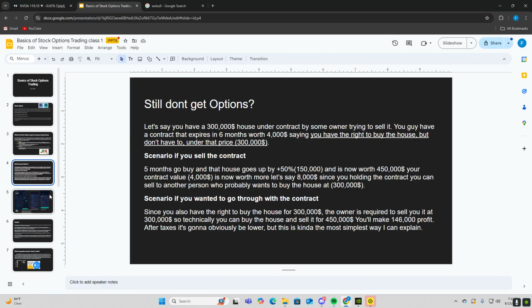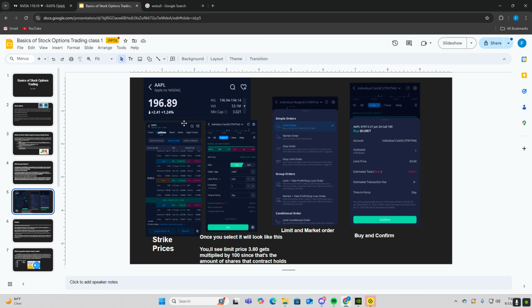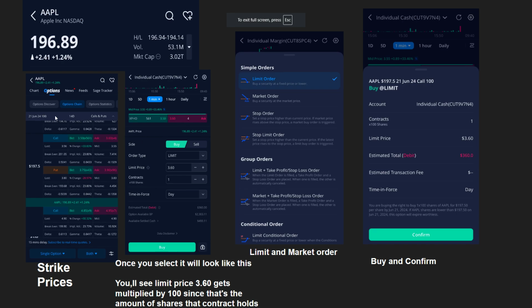I'll just show you guys right here. Right here, you got Apple. You have your expiration date right here, and then you have your strike price, and then you have the current price of Apple, and then you have your calls, and you got your puts. So we click calls at a strike price of 197.5, and right here you have the expiration date. So this contract is going to expire in 14 days.